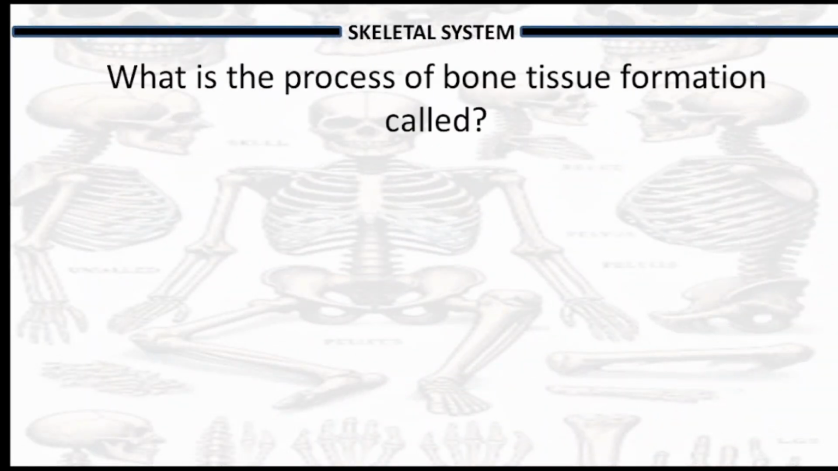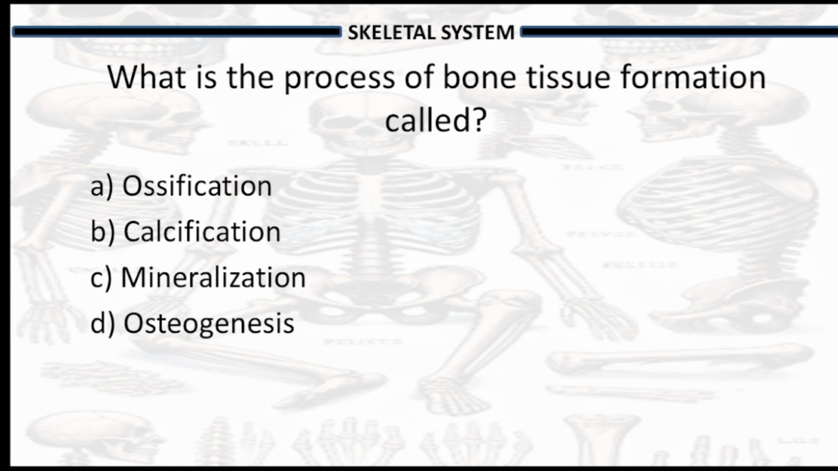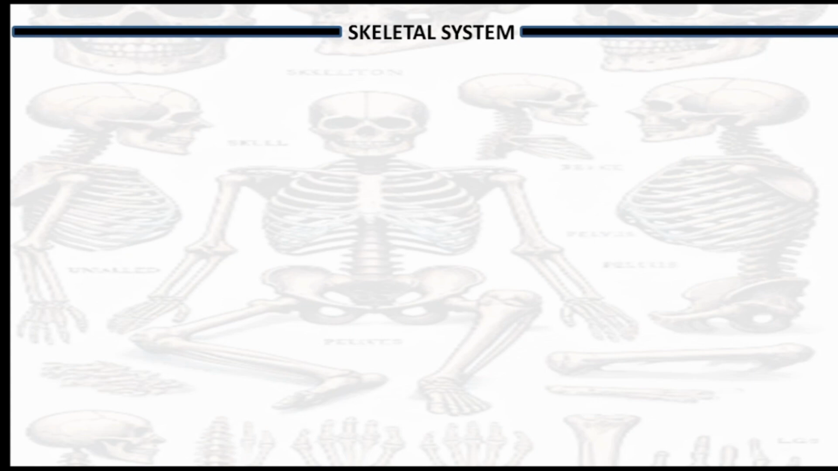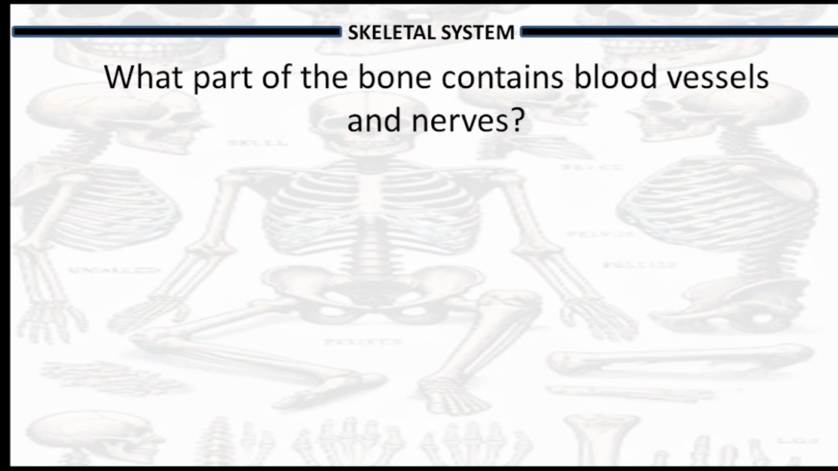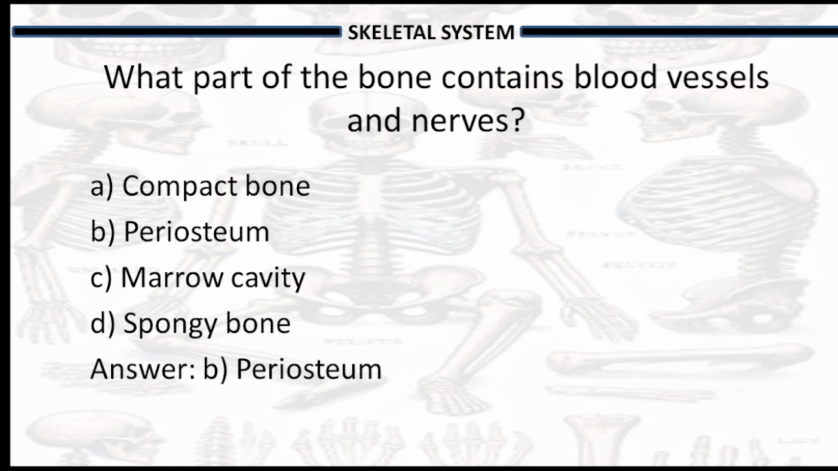What is the process of bone tissue formation called? The process of bone tissue formation is called as ossification. What part of the bone contains blood vessels and nerves? Periosteum contains blood vessels and nerves.